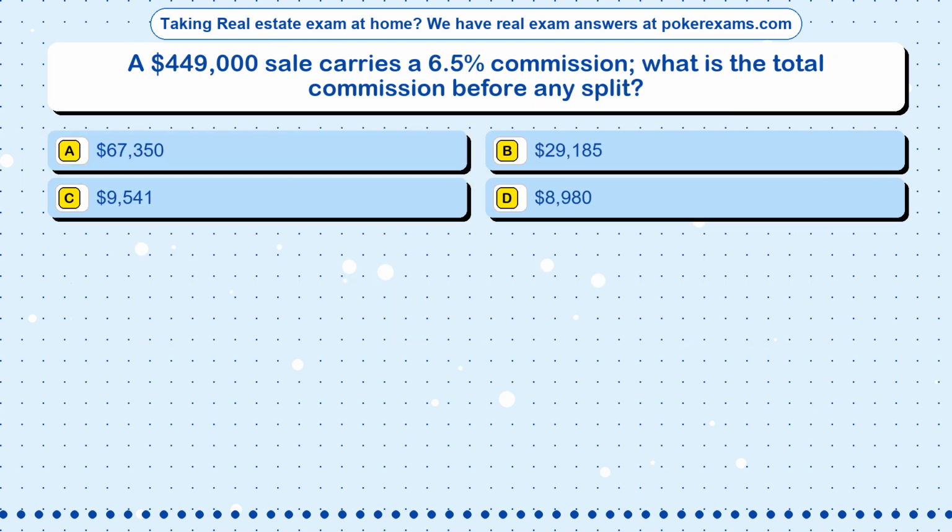Question 14. A $449,000 sale carries a 6.5% commission. What is the total commission before any split? Option A, $67,350. Option B, $29,185. Option C, $9,541. Option D, $8,980.